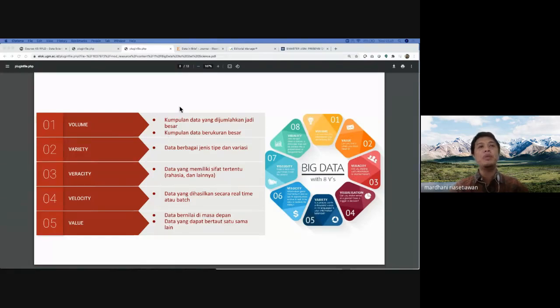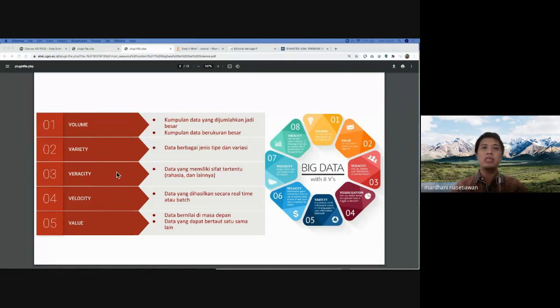And the next is about the variety, and the variety is the different type and variant of the data. So like files, we already have many versions. Images already have a lot of extensions, for example. PDF will also have a lot of versions, and so that's the challenge for us. And then we also have the veracity.